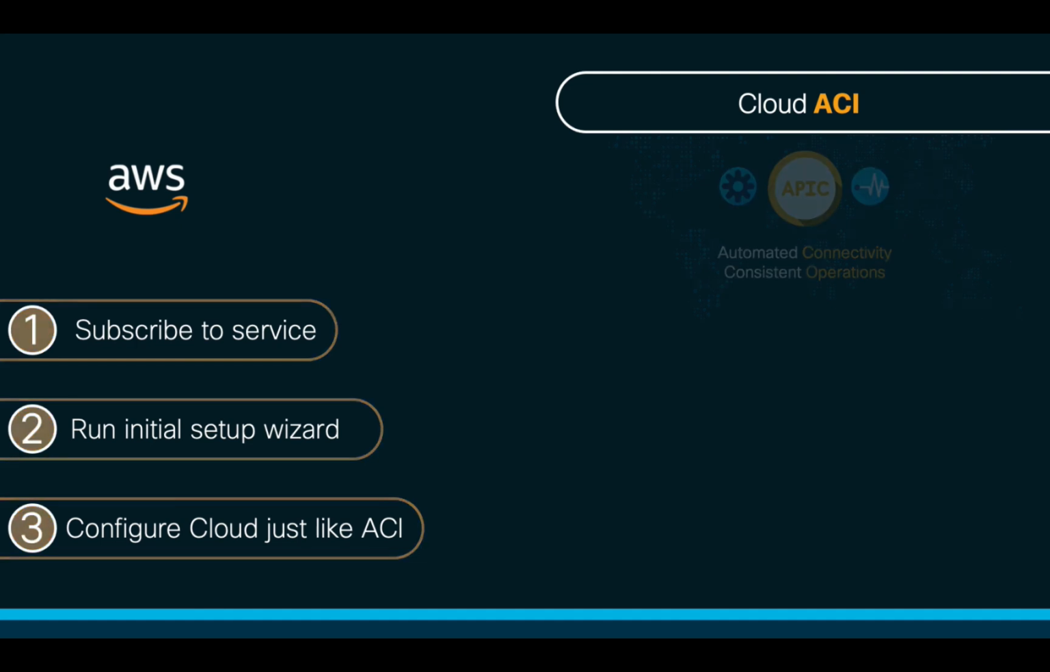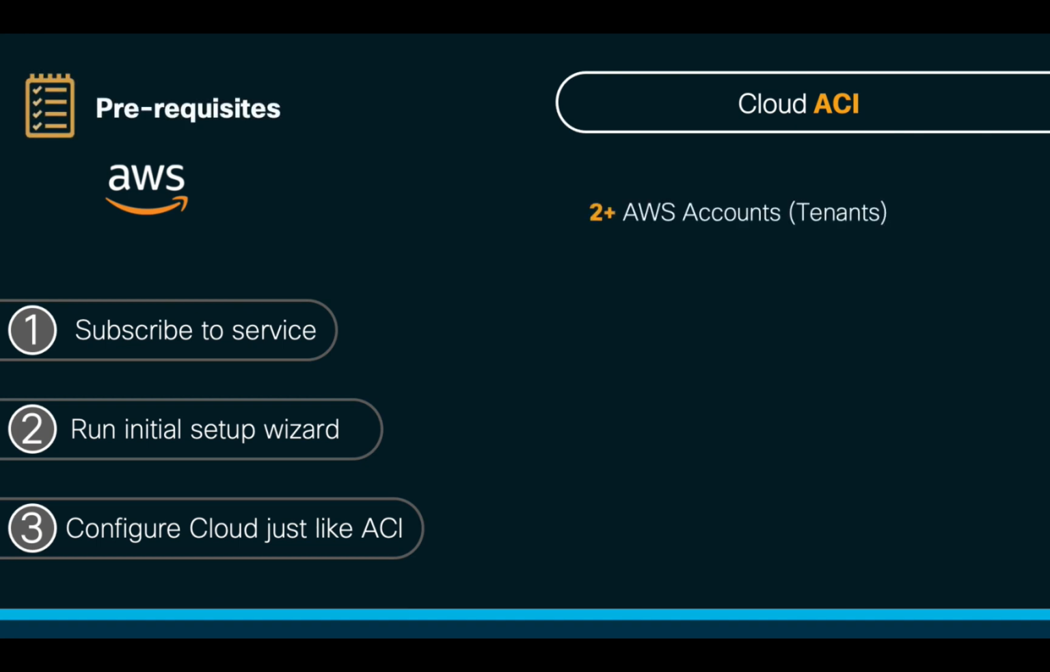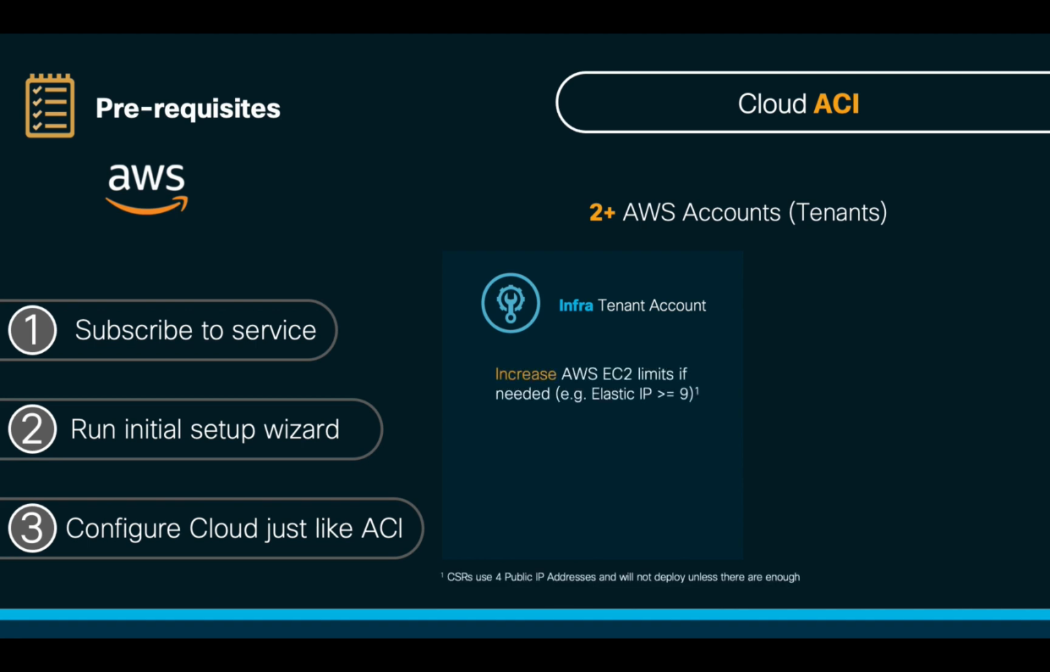But before we get started with the configuration, there are some prerequisites we need to follow. We will need at least 2 AWS accounts. The first one will be used for our infra tenant, and we will need to make sure that we have at least 9 elastic IP addresses so that we can successfully deploy any scenario, whether hub and spoke topologies based on CSR 1000Vs, which require 4 public IPs to be deployed, or transit gateways as the preferred deployment model.